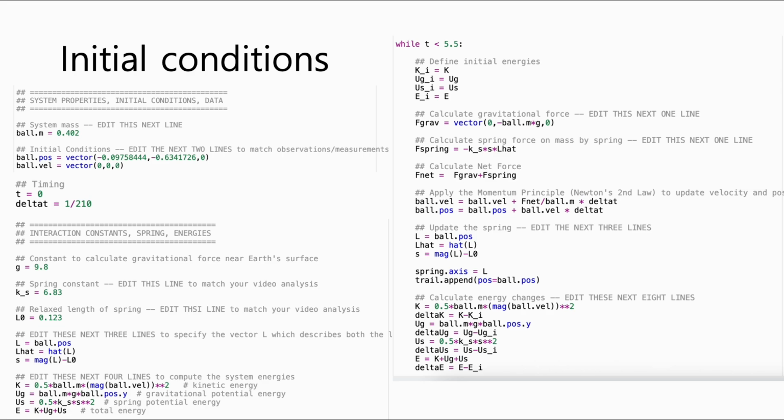Here are the initial conditions. The ball's mass was calculated to be 400 grams, the weight mass, and the initial position and velocity of the mass was set as it was in the video. And then there was the time, delta t, going until 5.5 seconds, which is the length of the video, and the spring force and the velocity and position of the ball were modeled using the formulas that I explained in the introduction of the video.